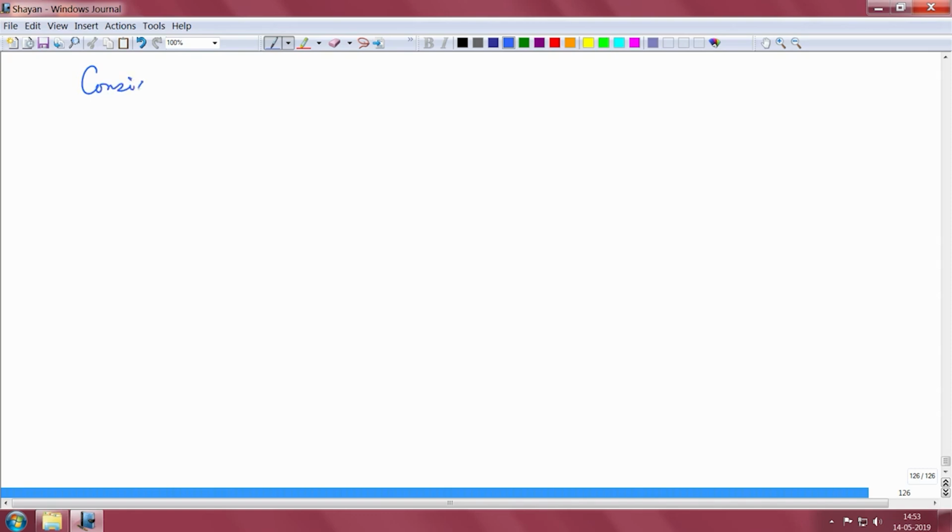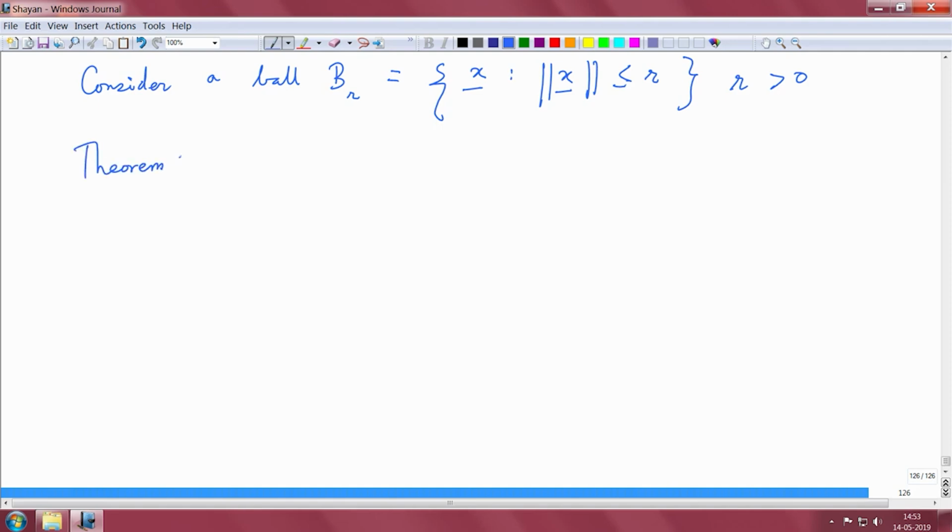Consider a ball B suffix r, which is a set of all points x such that the norm of x lies within a radius small r. The norm of x lies within a radius small r, and we assume r is greater than 0. So the theorem due to Barron is stated as follows.